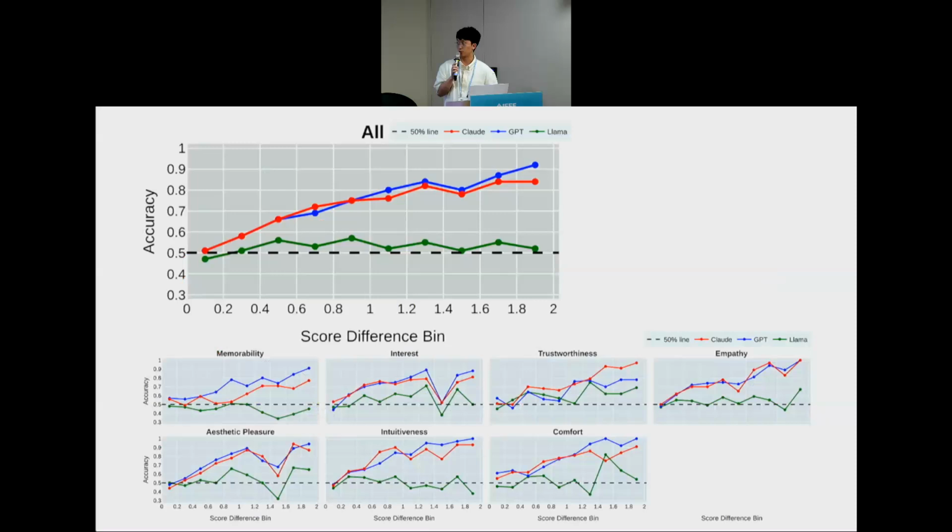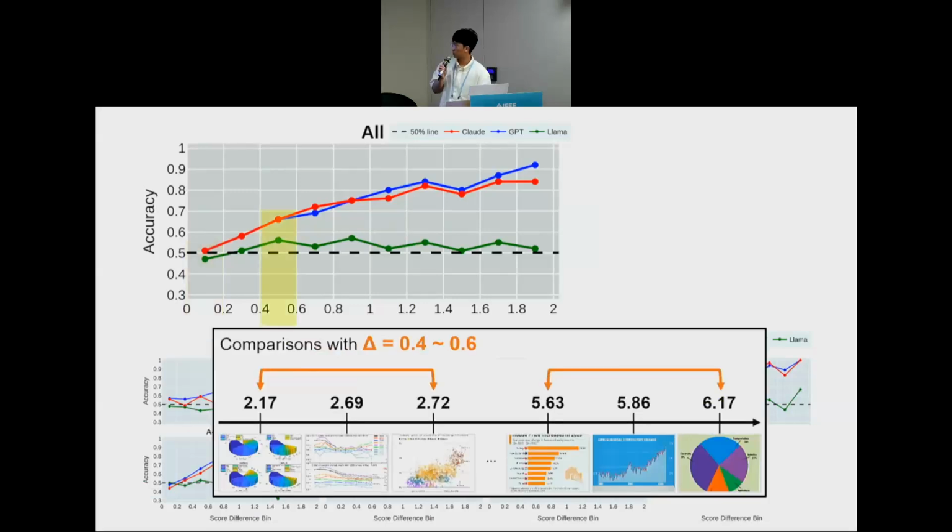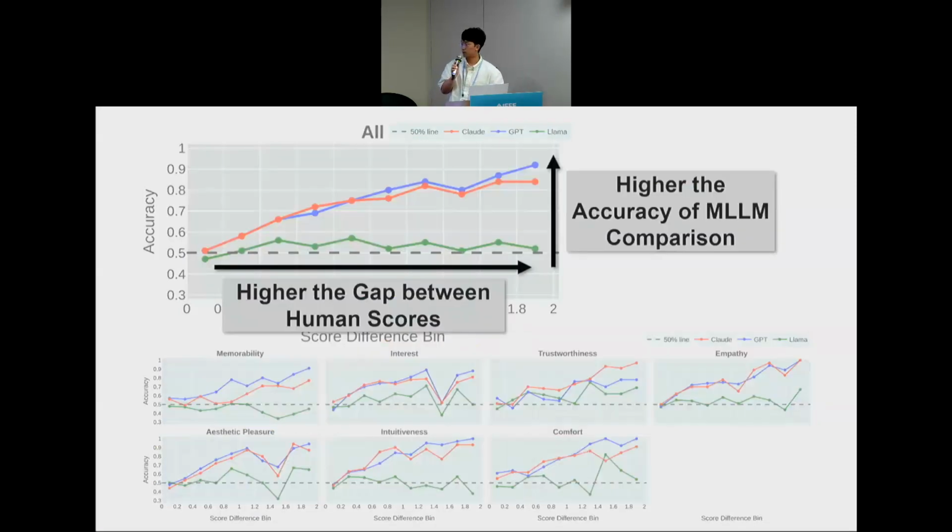So this is the result of the pairwise comparison. The bottom 7 charts are for 7 factors, and the top gray one is the aggregated one. The Y value is accuracy, while the X value is a binning category. For example, for the delta value within 0 and 0.2, we sum up the cases here, and for 0.4 to 0.6, we aggregated the cases, and the accuracies are here. One of the most salient patterns is that MLMs tend to be more accurate when a pair with a higher human score gap is given.